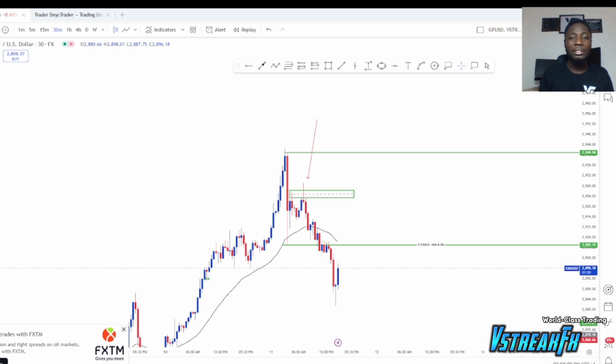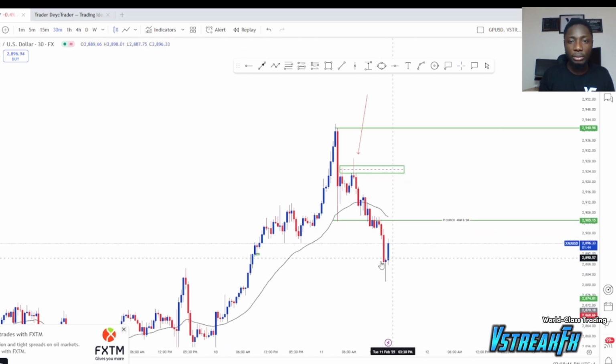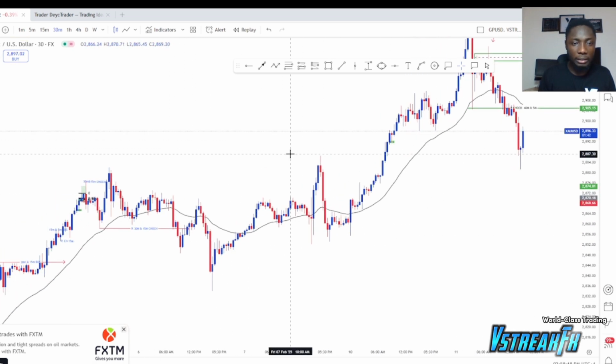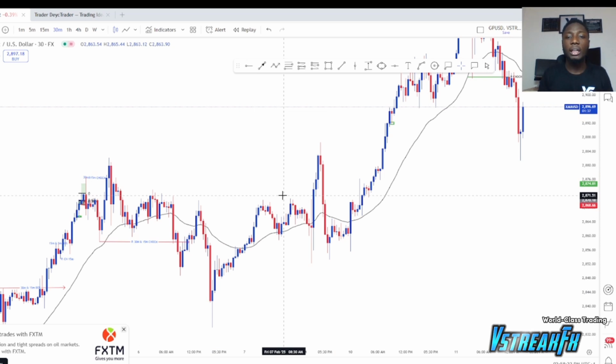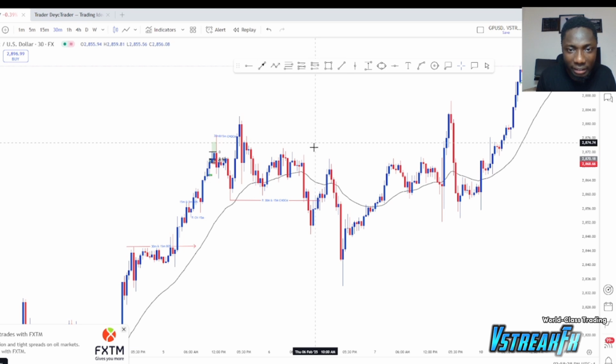So now let's go into the next candlestick pattern, which is the doji candlestick pattern. It is a candlestick pattern that appears small. It's also called indecision. Yes, it's also called indecision.